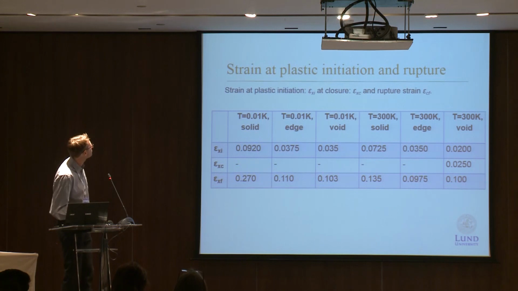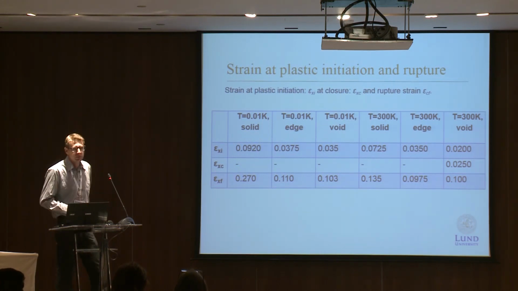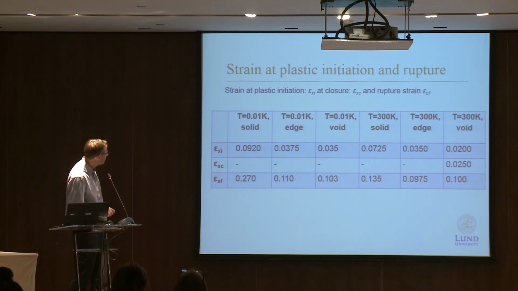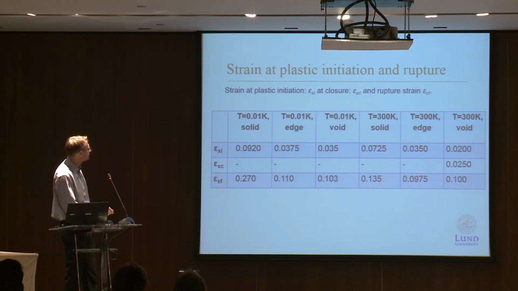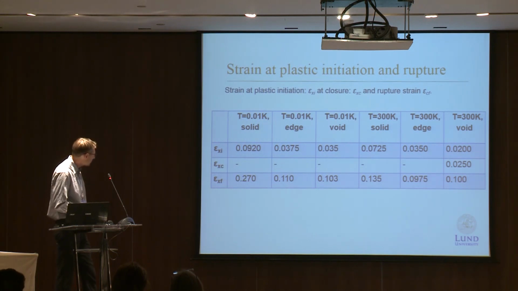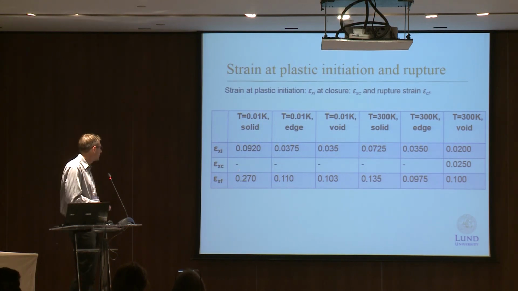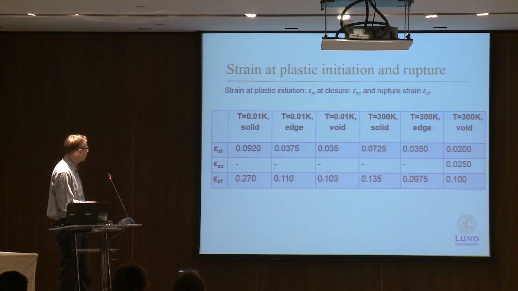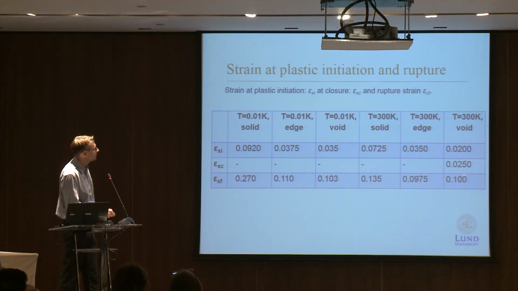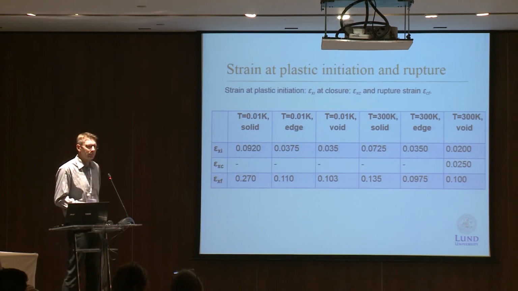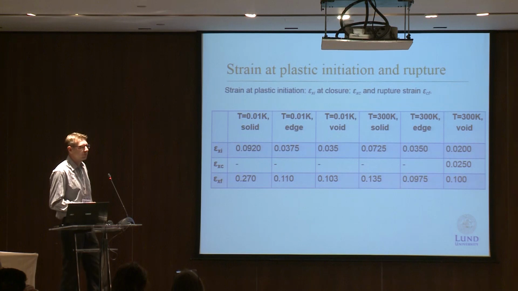The first one here is the strain at plastic initiation and rupture of the beams. This is actually monotonic loading, not fatigue loading. Here we have the 6 different simulations with the different geometries and different temperatures, and here we have the different strains. This is the strain at plastic initiation. This is the strain at which the void collapses or closes. We can see that this only occurs for one case: when we have a void defect at high temperature, then the void actually closes before the beam fails.